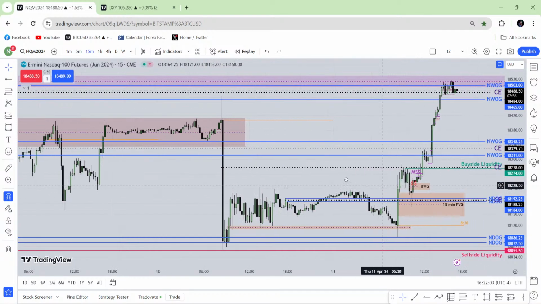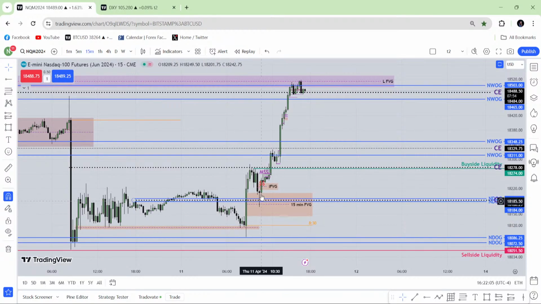But in that type of situation, you will find a 15-minute fair value gap. If you see the 15-minute fair value gap is broken, then you will look for the sell side liquidity. If you see the 15-minute fair value gap is holding, then you are thinking that no, the market is not going lower, instead it's going higher, if your bias is bullish. So these are the two types of things you will see in CPI.